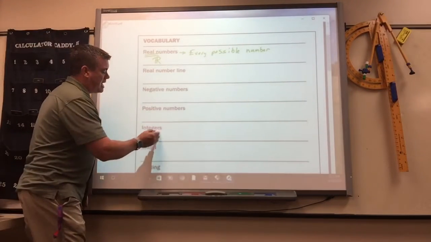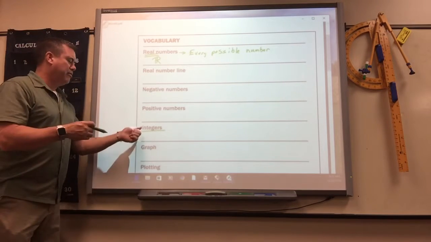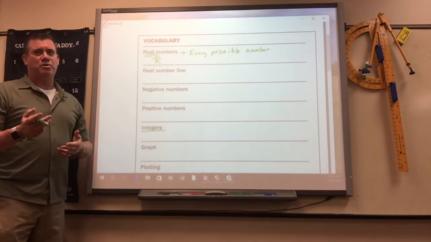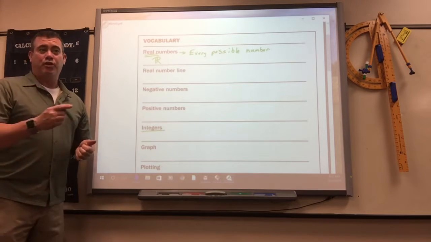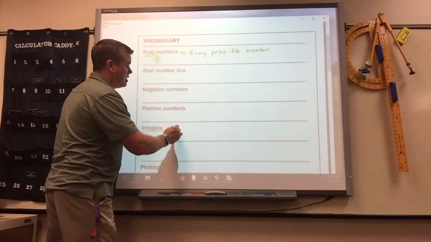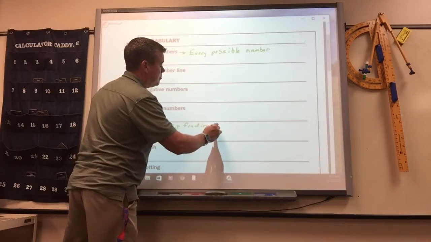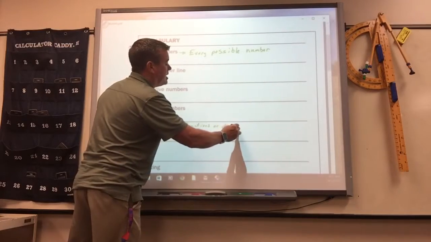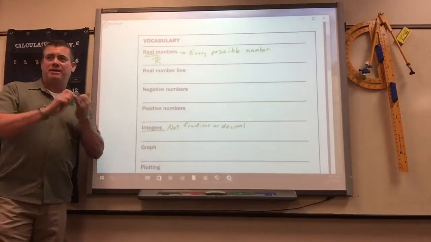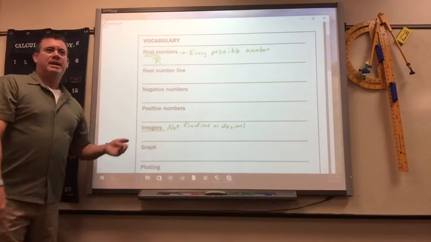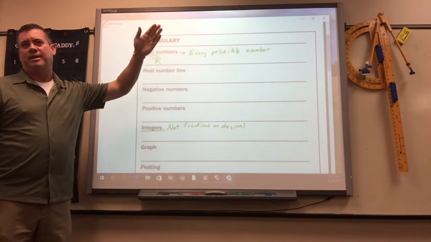If they tell you to find the integer, that narrows it down for you. Do you remember what integers are, or easier, what integers are not? Fractions. They're not fractions or decimals. So if they tell you in the directions find the integer, that tells you that you're not going to get a fraction or a decimal. If they say find the real number, that means you can get anything. Okay?